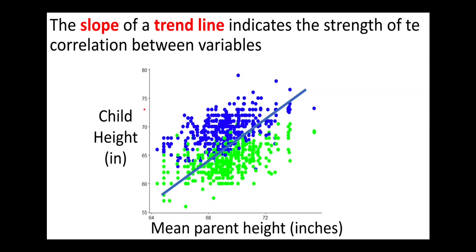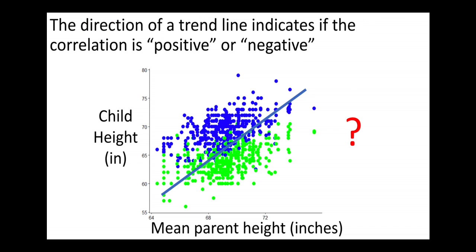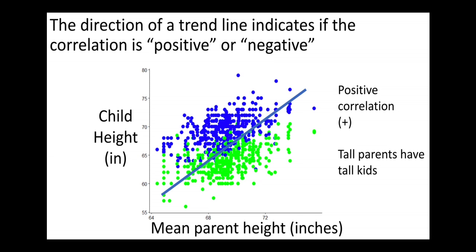But again, a trend line drawn through the cloud of data points can help summarize the strength and relationship of the correlation between data. If there is a positive correlation, the line goes up; the slope of the line would be positive. That means that tall parents typically have tall kids. So parents whose mean value was, say, 70, typically have children whose height is around 70.